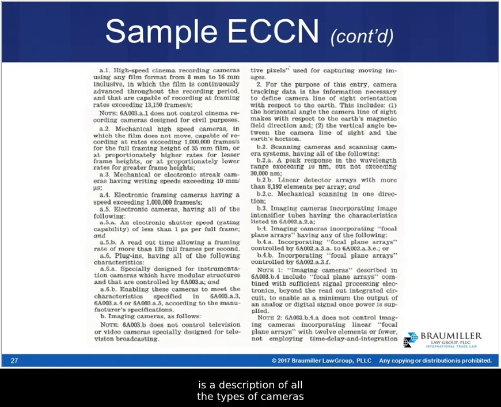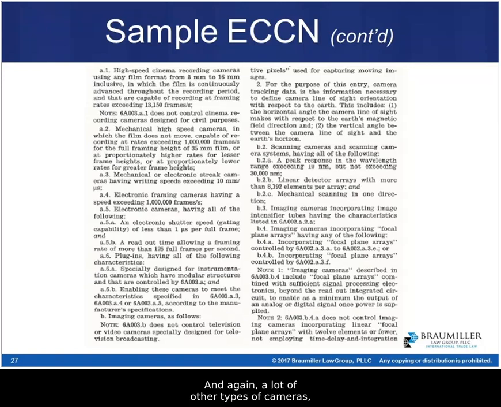Is a description of all the types of cameras that would be covered underneath this ECCN provision. And you can see each one of these are very complex or high-tech cameras, special functions. Here there's even an exception under the first A1. If you follow down to the note, it says this does not control cinema recording cameras designed for civil purposes. So there you have a provision. It depends on the design, what the thing was designed for. So that can be important to understand when you're classifying is what was the camera you're dealing with designed for.